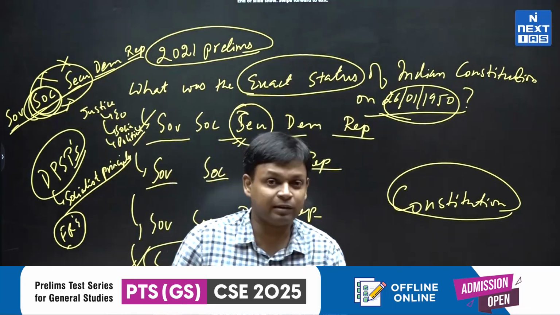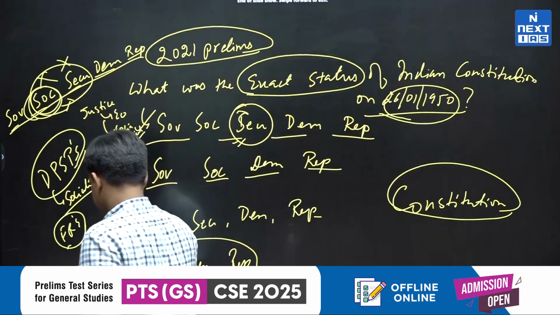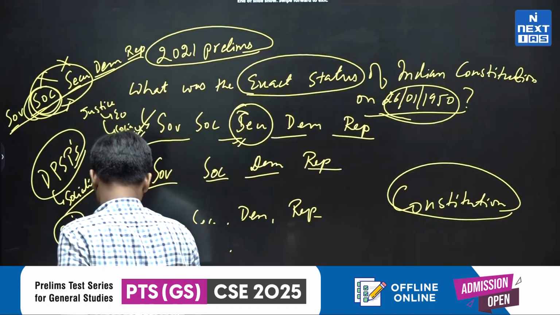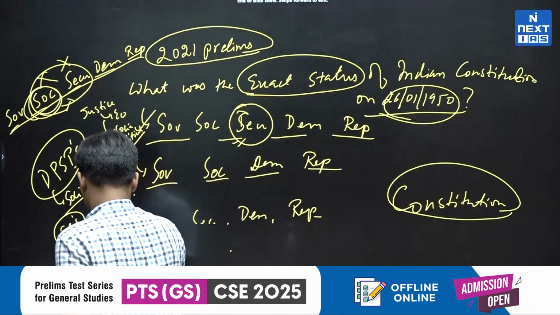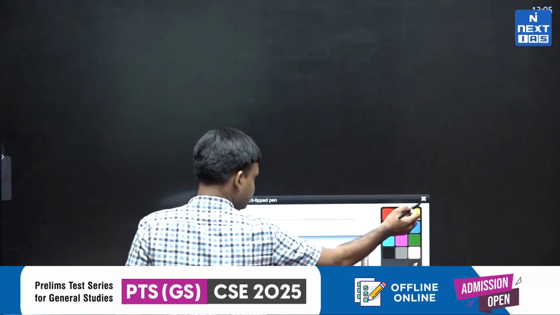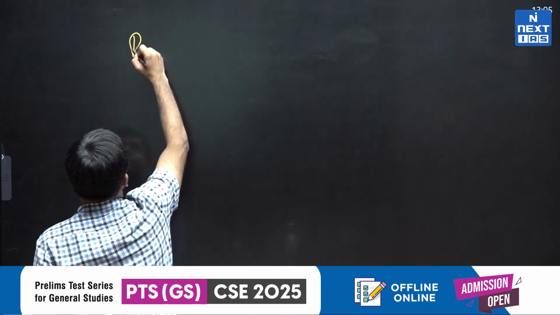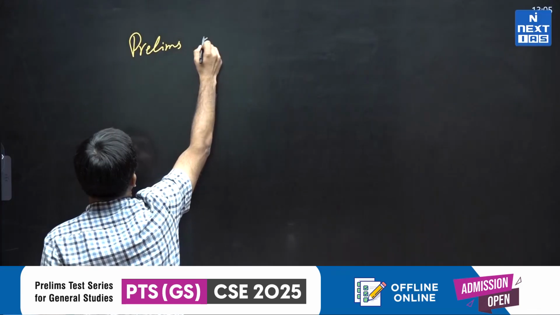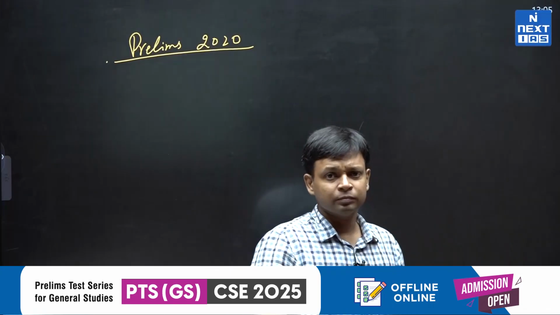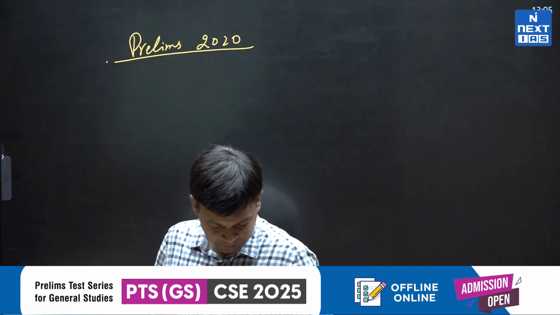I will take one more example to make it more clear. Okay? So, there is another question which came in prelims 2020. I am just reading out the question so that then I can write it down also.